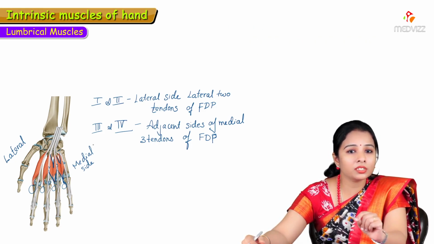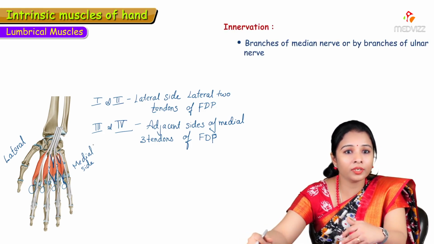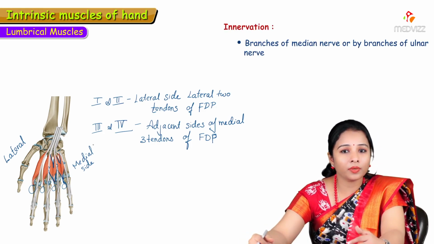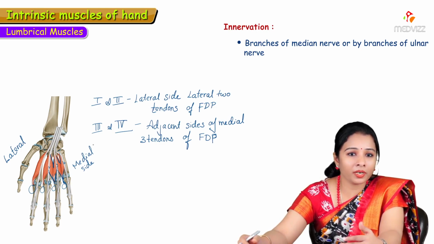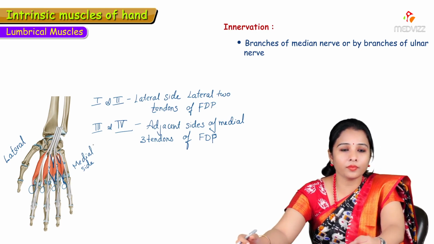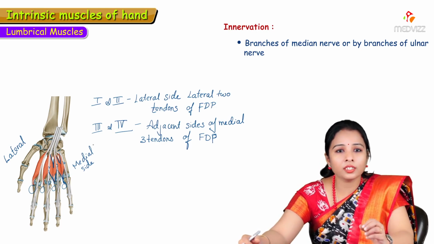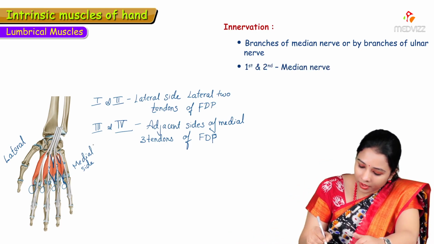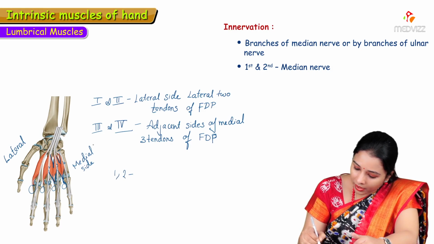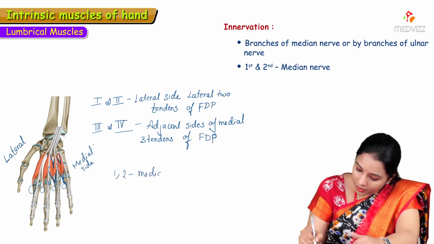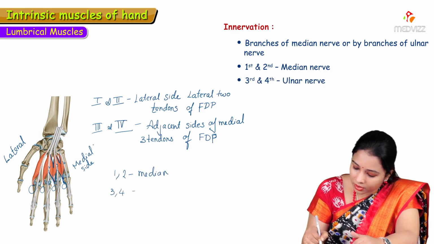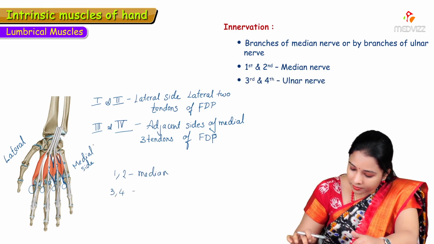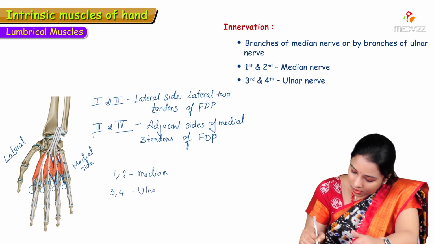The intrinsic muscles in the hand are all innervated by either the branches of the ulnar nerve or the branches of the median nerve. So here the lumbricals, the first 2 lumbricals, are supplied by the median nerve, and the last 2 lumbricals, third and fourth, are supplied by the ulnar nerve.